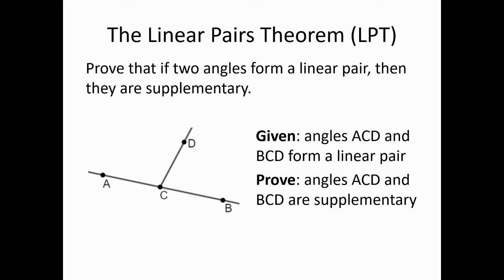All right, so here's the first theorem that we will prove together. We will prove that if two angles form a linear pair, then they are supplementary. That is, linear pairs are supplementary. So there it is already in conditional form, so we don't have to translate it into conditional form. I've also provided the diagram for you.